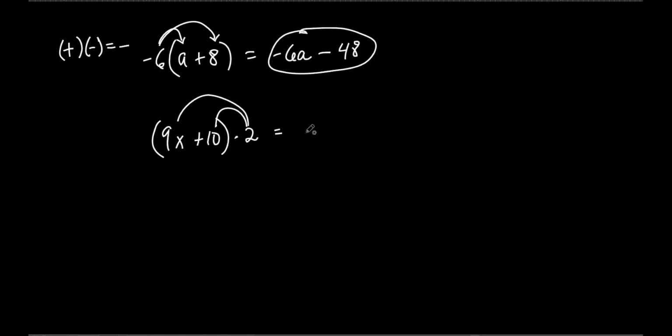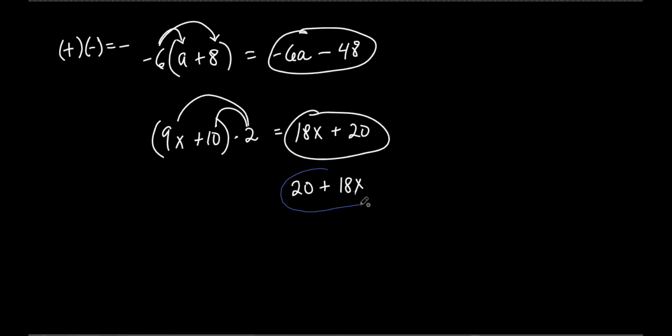2 times 9x. What's that? 18x. And then my sign? Plus. And then 2 times 10? It's 20. And that's all there is to it. Do we do the first one first? Doesn't make any difference, because I could have gone 2 times 10 first, right? And got a 20. And then 2 times 9x, which is 18x. Is this any different than this? No, it's not. Everybody with me on that? Okay.